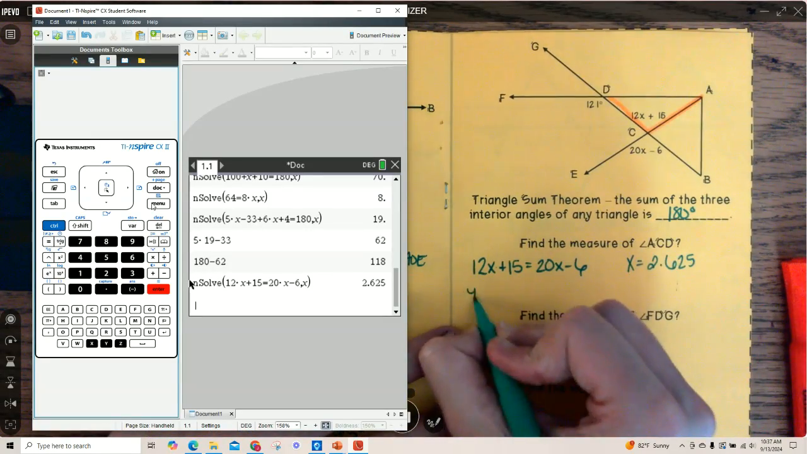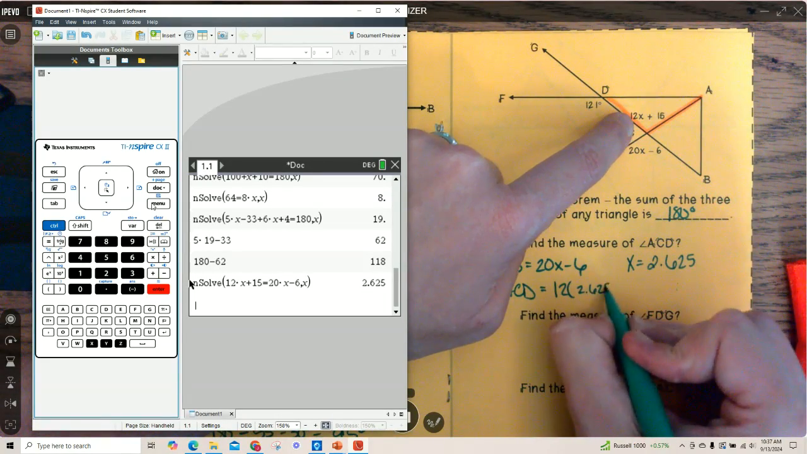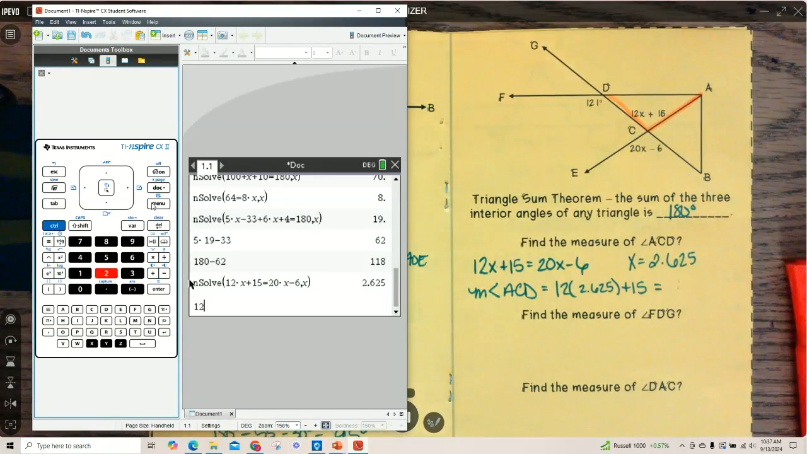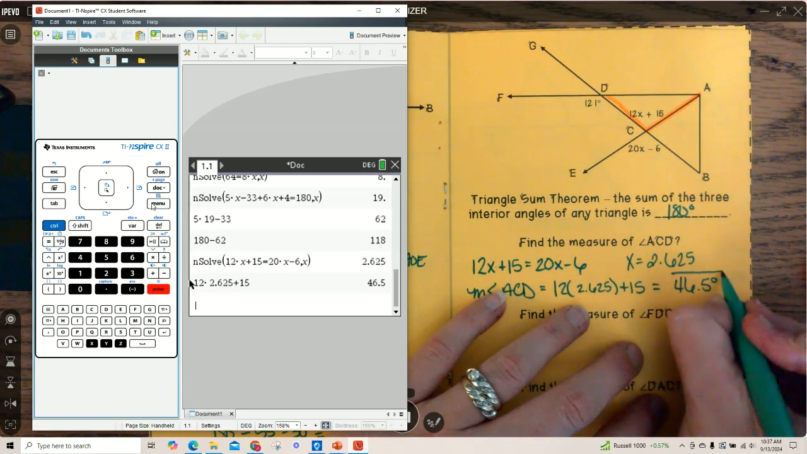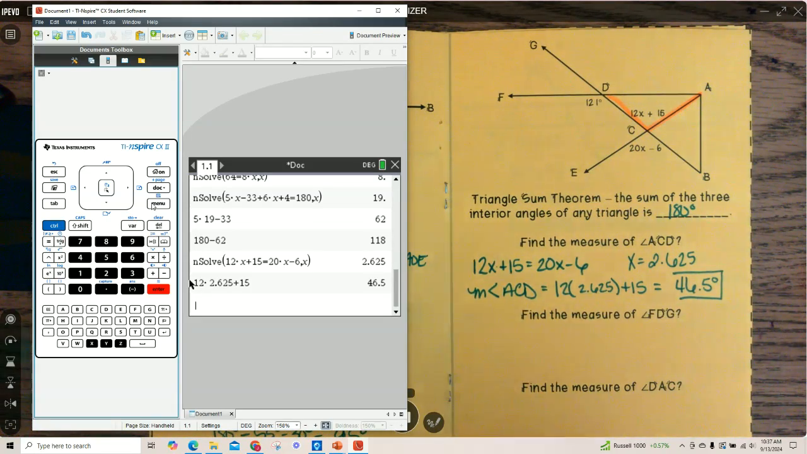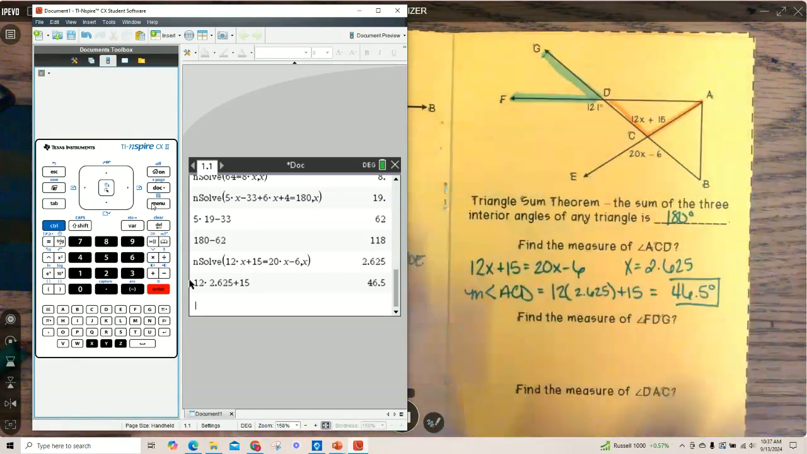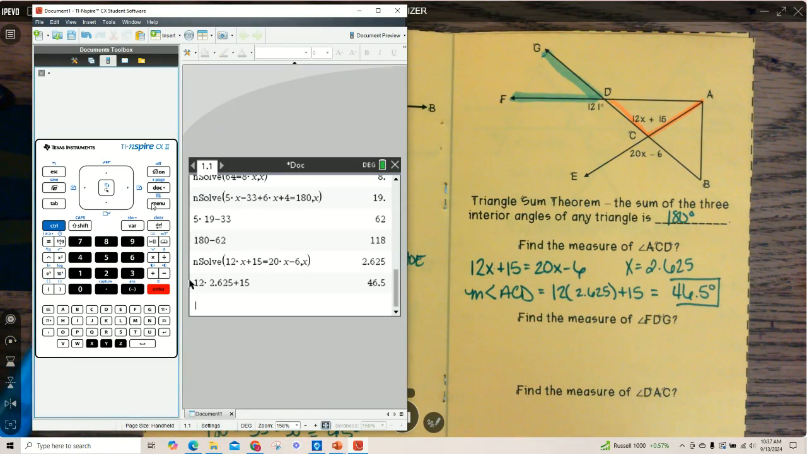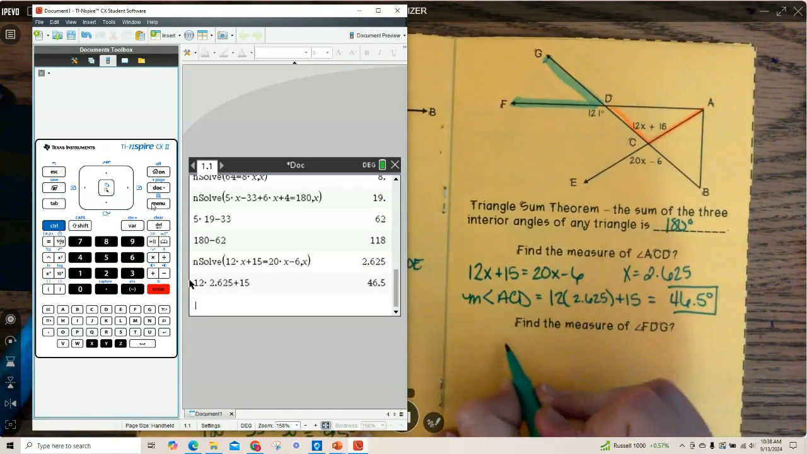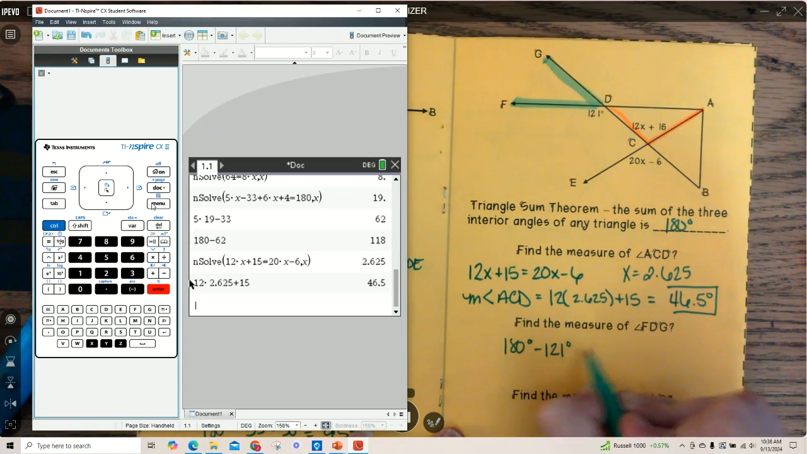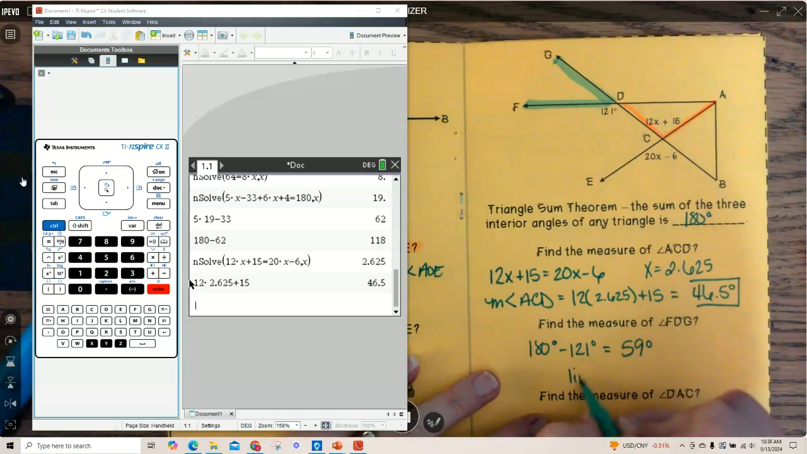If I want to know what the measure of ACD is, I'm going to plug that 2.625 in for that x. Okay. And so I get 46.5 degrees. That's the actual angle measurement. All right, then we're going to find the measure of FDG. FDG, so that's this one here. And so what we've got there is we've got a linear pair. So this angle and this angle are a linear pair. So we can do 180 minus 121 equals 59 degrees. All right, and those are a linear pair.